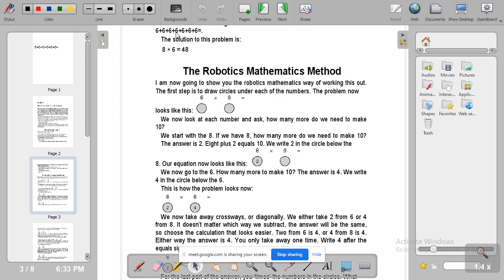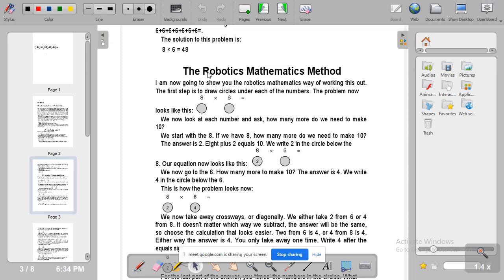But this one is 8. So you know that the number that you have here is 8. So 8 by 6, as one said, will give us what? 48, right? That's good, but the problem that we have now is you might not know 8 times 6 in your head. So once you don't know 8 times 6, how are you going to know that the answer is 48? That is where robotic mathematics comes in to help you do that the easy way.